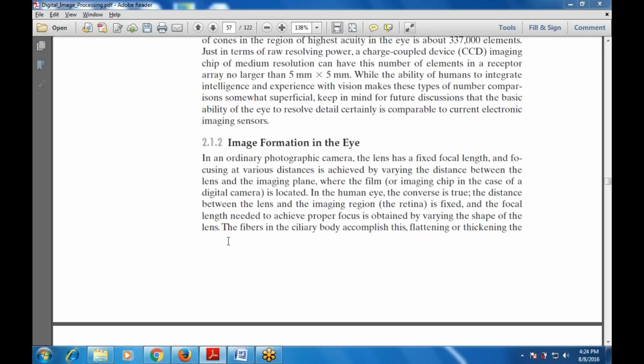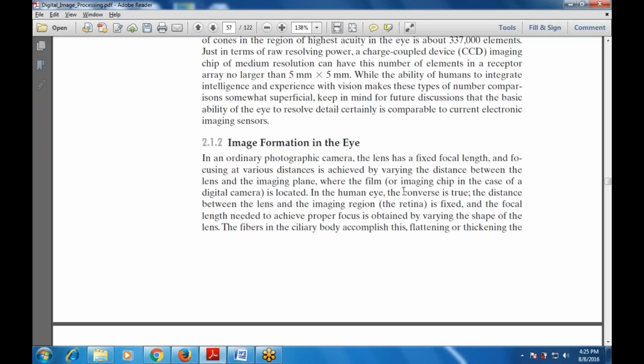Next topic is image formation in the eye, how the image will be formed in the eye. In an ordinary, normal photographic camera, the lens has a fixed focal length, as we studied in the last paragraph, and focusing at various distances is achieved by varying the distance between the lens and the imaging plane where the film is located.